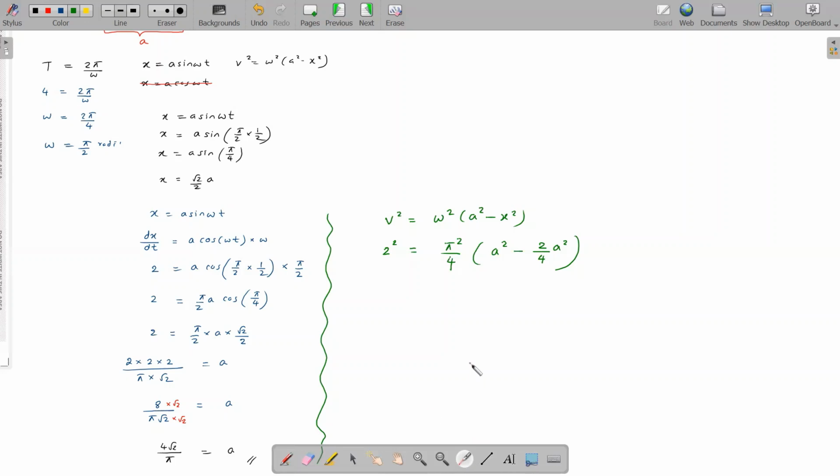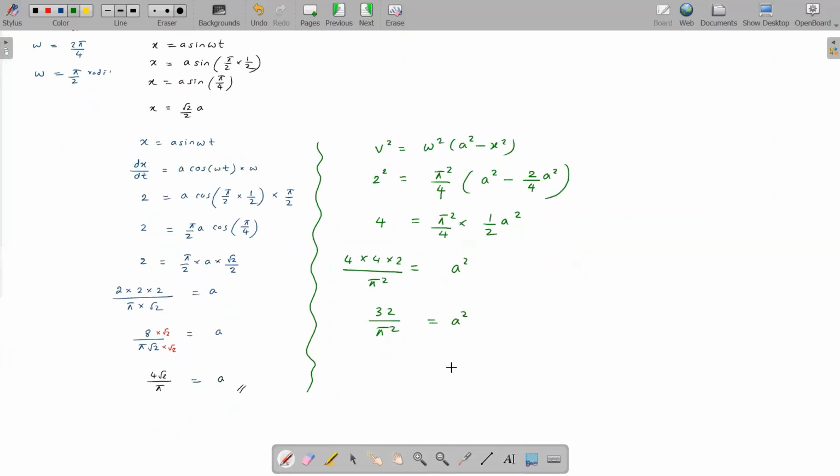So you don't need to go with both approaches, just going with one is enough. Pi squared over 4 times, this is 4 minus 1 minus 2, half is half a squared. And then you can make a squared the subject, you get 4 into 4 into 2 over pi squared. So 16 times 2, that is 32 over pi squared. And then you can get the exact same answer.